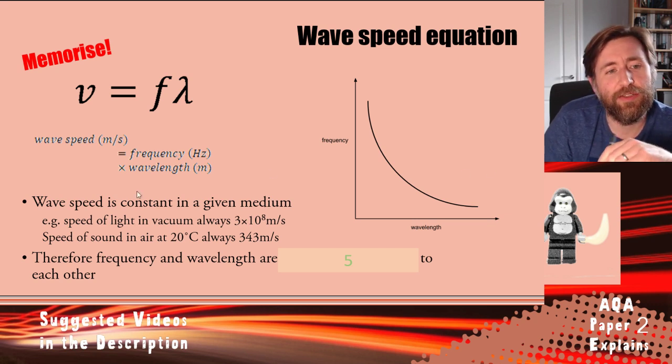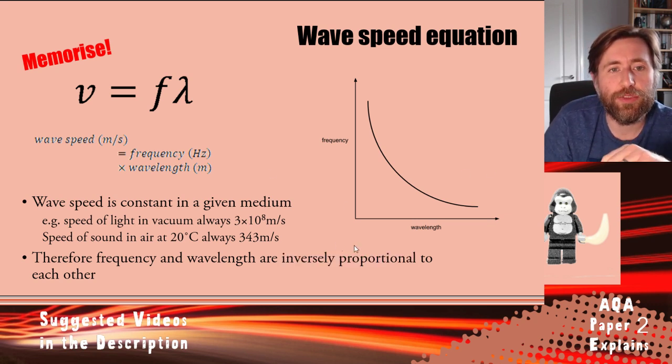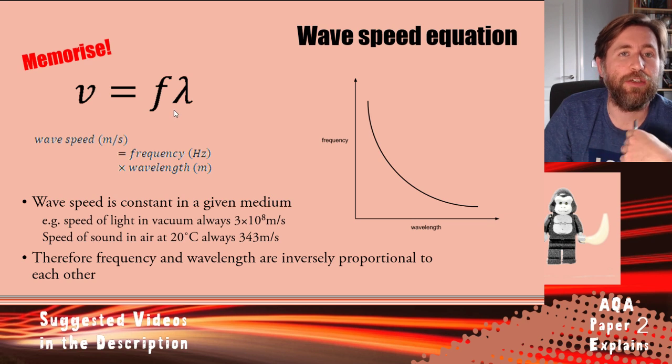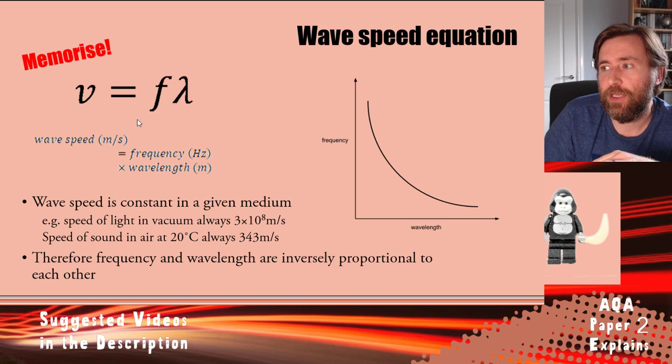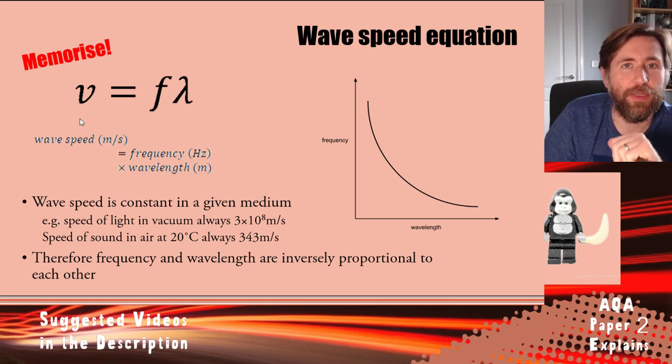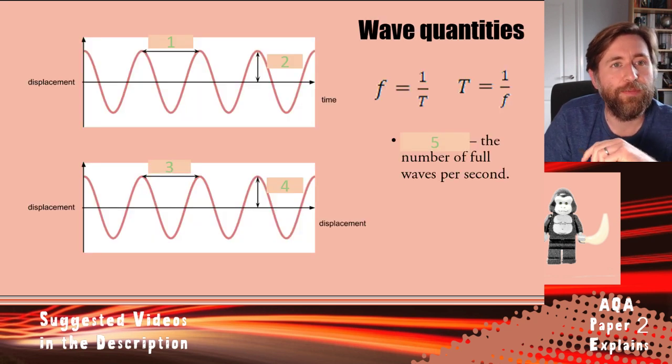So therefore, we can say that frequency and wavelength are inversely proportional. Double one, half the other. So anywhere on this graph, if I take frequency and wavelength, I multiply them together, I get a constant. That's another way of saying inversely proportional. And that constant is the wave speed, which is fixed in any given medium, anything the wave is traveling through.